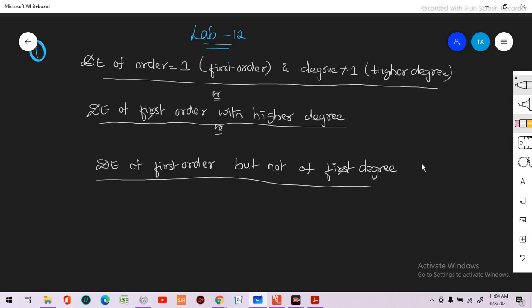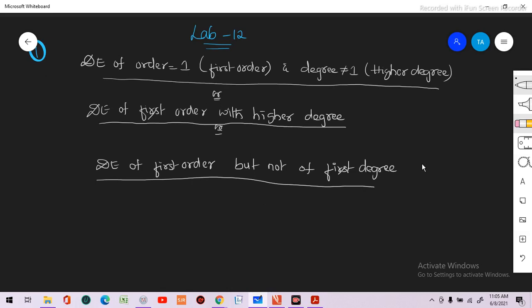That term can be represented in three formats. What are those? I have written over here. Differential equation of order equal to 1, that we call first order, and degree not equal to 1, that we call higher degree. Or we can say differential equation of first order with higher degree, or differential equation of first order but not of first degree. In your textbook it is given as linear non-linear differential equation with higher order.